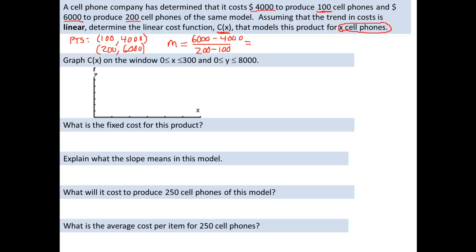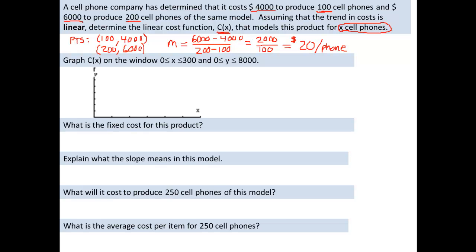Okay, so to produce an extra 100 cell phones costs an additional $2,000. In other words, it costs $20 per phone. Right, the units here are y over x. Y is in dollars, x is the number of phones. And so when we say the slope is 20 here, what we mean is $20 per phone.